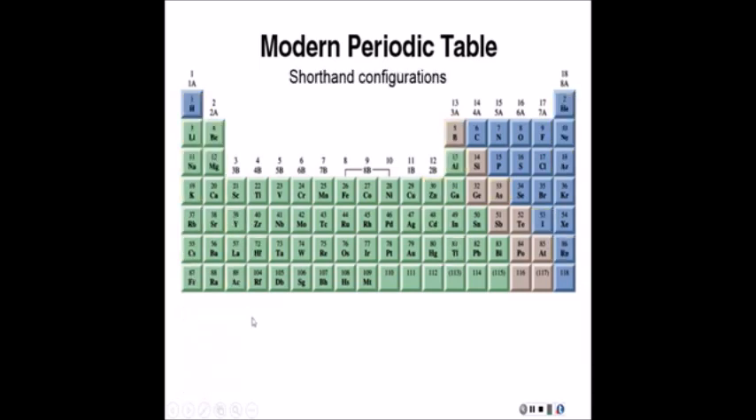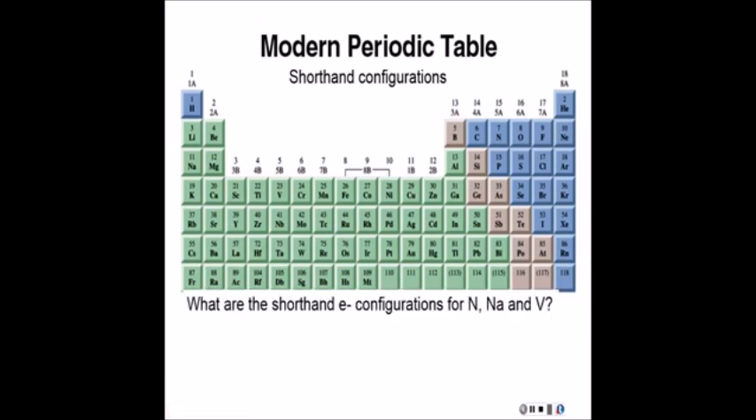Okay, so now we're going to write some. And let's just do the shorthand configurations only because the others are just too long. So, what are the shorthand electron configurations for nitrogen, sodium, and vanadium? We just have to locate them on the periodic table. So here's nitrogen. So the shorthand is going to have helium in brackets. They'll just represent the first two electrons. And then we have to show these here. So for nitrogen, it's helium, 2s2, and 2p3.